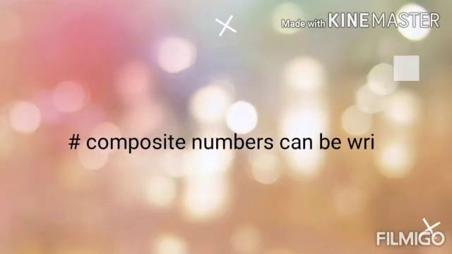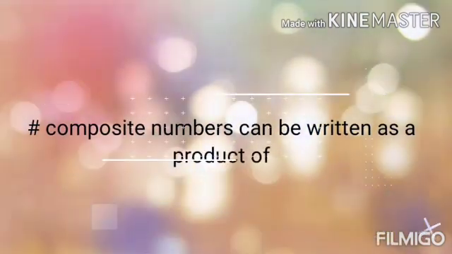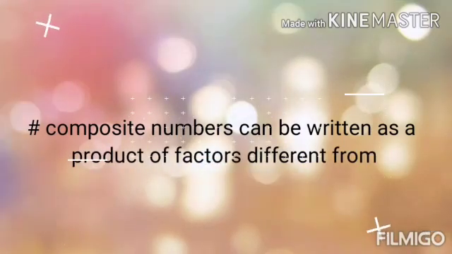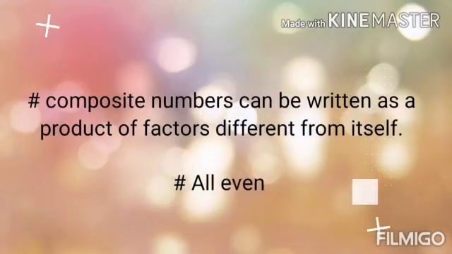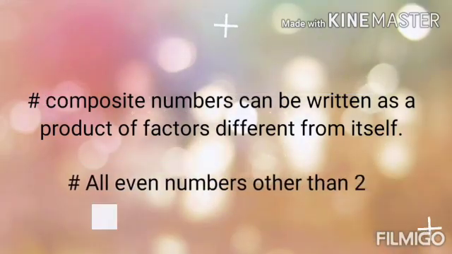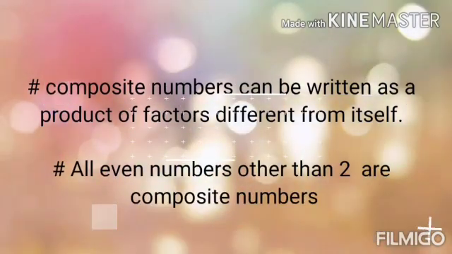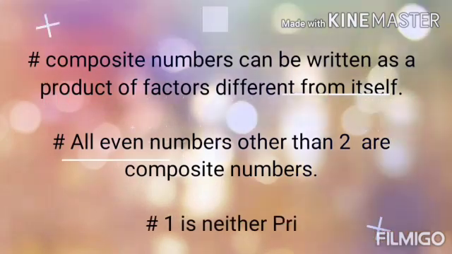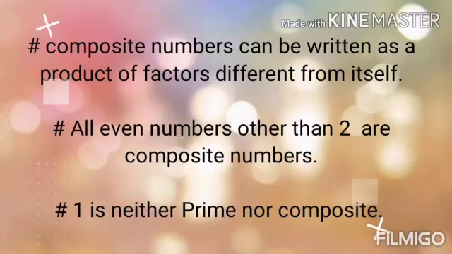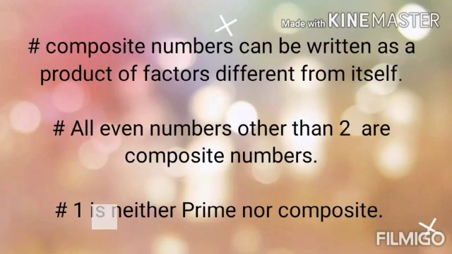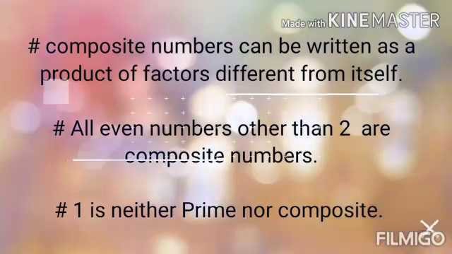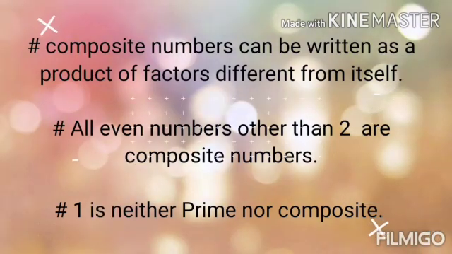Now we will see some properties of composite numbers. First, composite numbers can be written as a product of factors different from itself. Second, all even numbers other than 2 are composite numbers. Only 2 is the even prime number and all other even numbers are composite. 1 is neither prime nor composite. Read the points from the book also and learn.